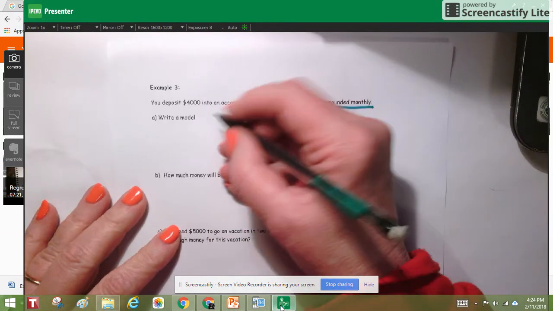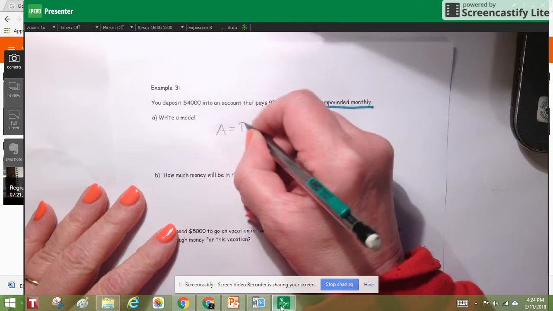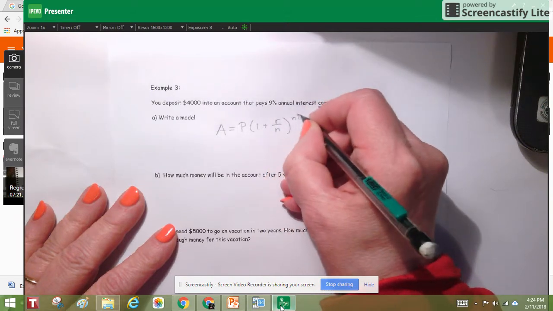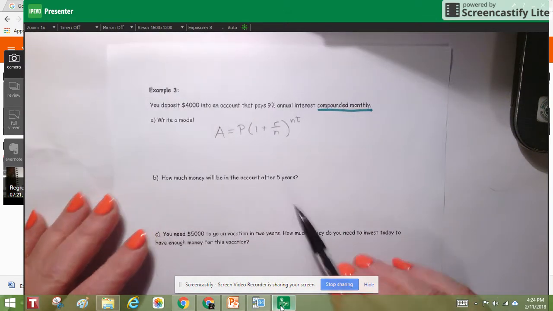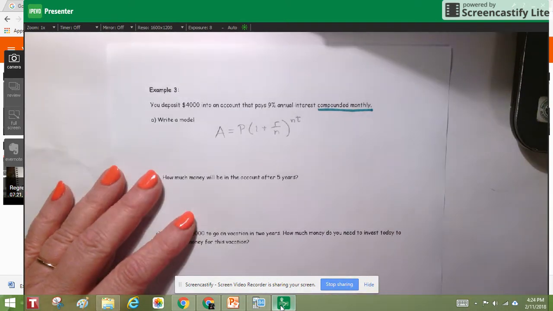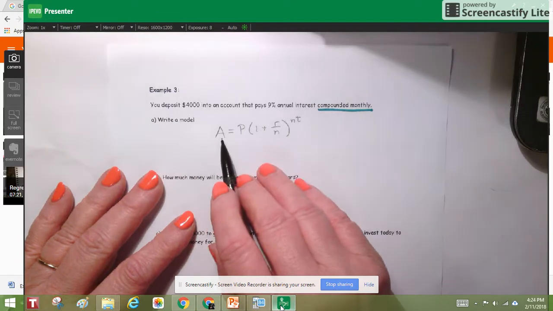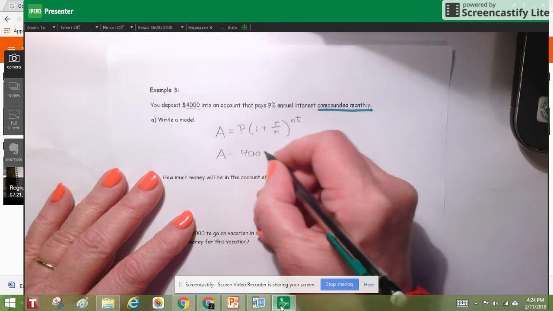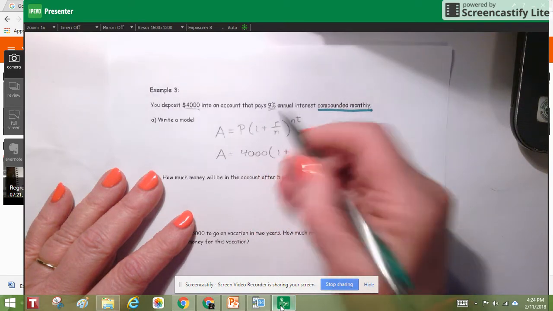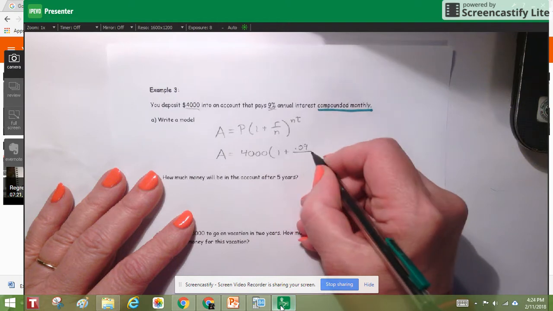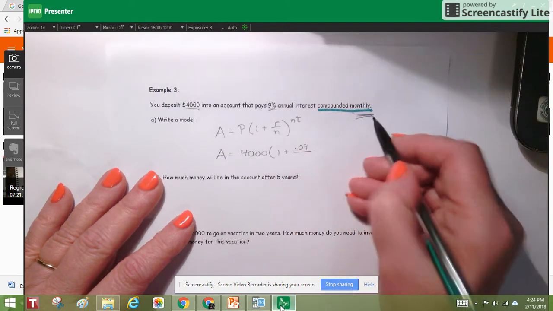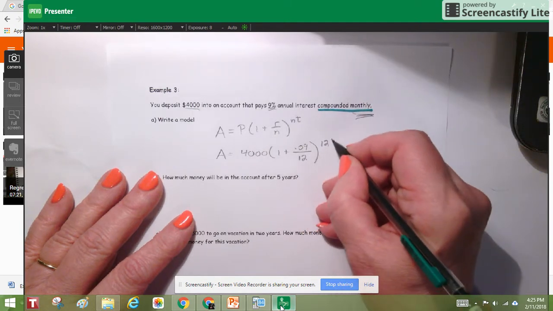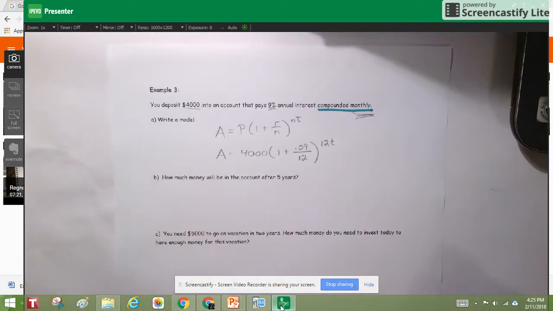So let's write that equation again. A equals P times 1 plus R over N raised to the NT. You don't need to declare your variables because we declared them when we set this up originally. And let's now plug in what we know. Well, $4,000 was the amount that they originally invested. And the rate is 9%, so that'd be 0.09. N is compounded monthly, so there are 12 months in a year, so your N would be 12. And you'll raise that then to the 12 times T. So there is your model.